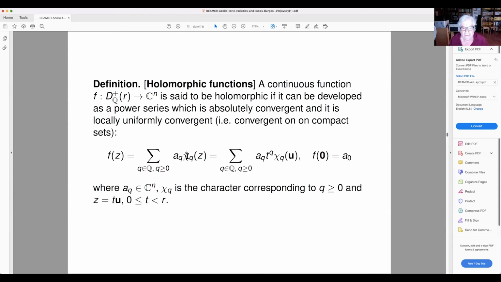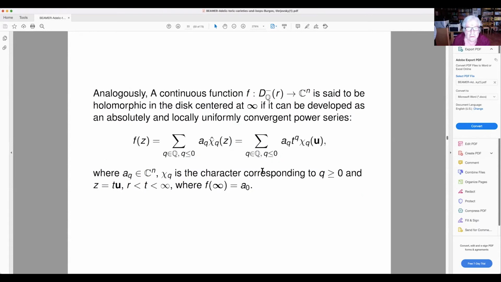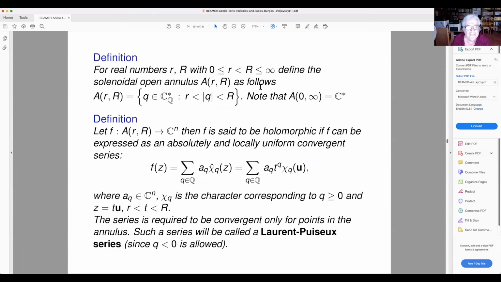So it's exactly like Fourier analysis. Instead of taking z to the n, I take this to the n. It's like if you think of this like polar coordinates, r z to the n is r to the n e to the 2 pi i k. So this is exactly what it means to be, well, analogously, a function in the complement of the unit disk. So it makes sense to be holomorphic at infinity. And then, of course, it makes sense to speak of functions that are holomorphic on an annulus or solenoidal annulus.